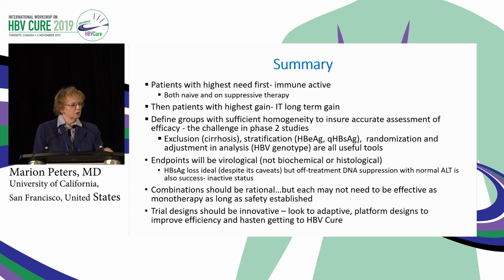You can use exclusion, stratification, randomization, and then adjustment and analysis. Endpoints are virologic, combinations should be rational, but each may not need to be effective as monotherapy if they're safe and they're synergistic together. Trial design should be innovative, look to adaptive platform designs, and look to collaborate. And I think this is the critical thing to hasten getting a cure.